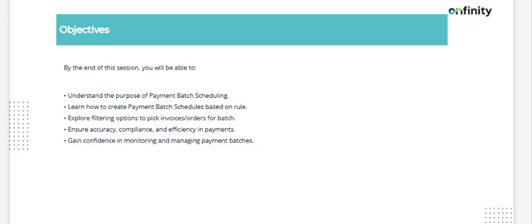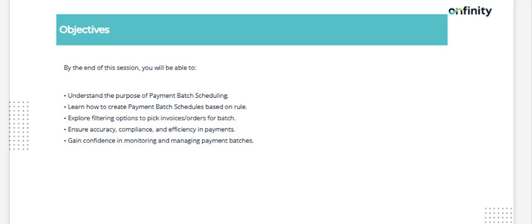Objectives of this training session. By the end of this session, you will learn to understand the purpose of payment batch scheduling. You don't need to process individual invoices, orders, or journals separately. Instead, you can group or combine them into a single batch and generate payments against that batch. This helps simplify and speed up the payment process.